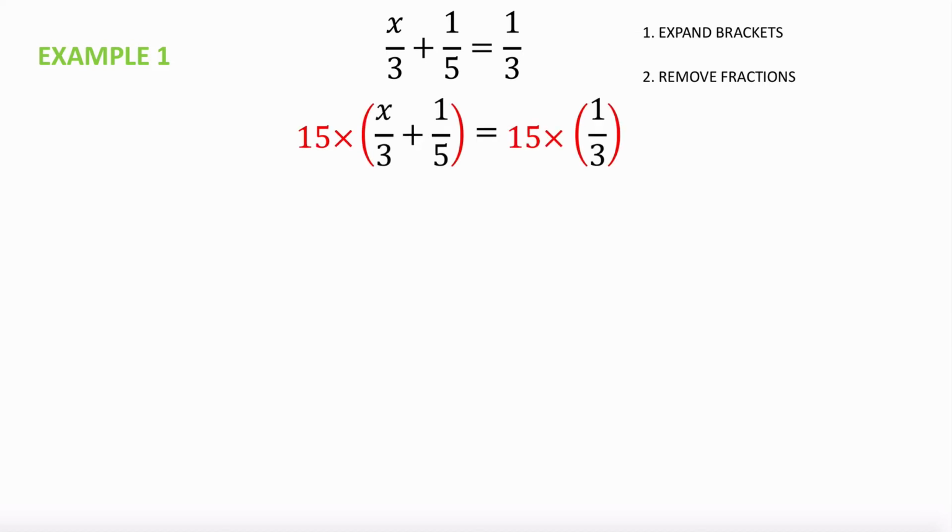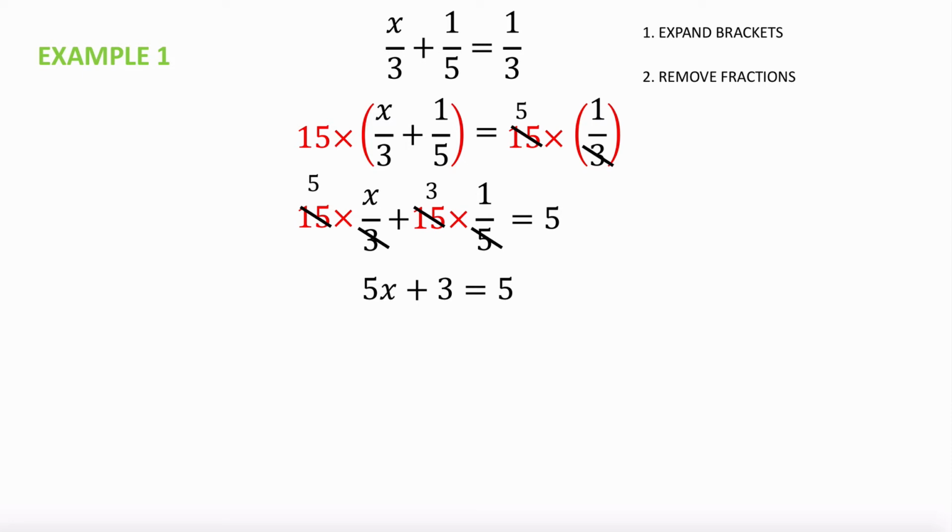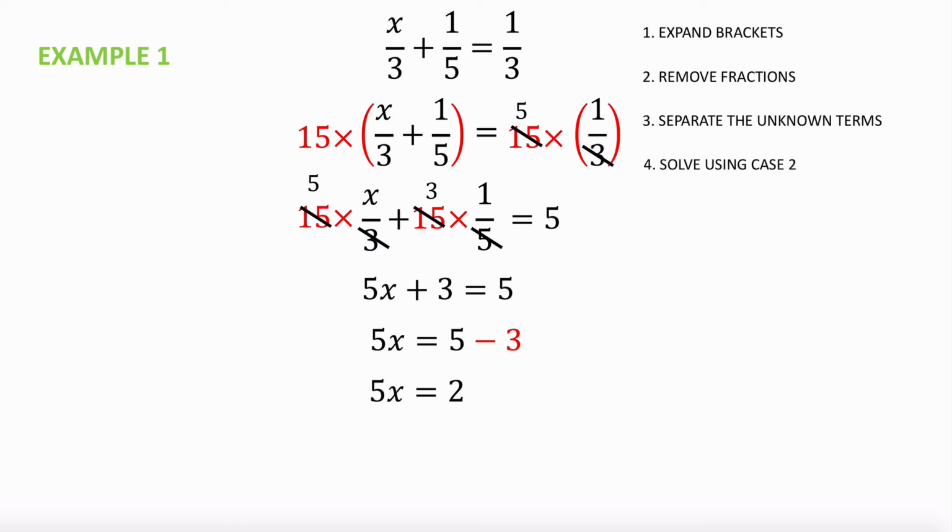When we do this, we see that the 3 can go into 15 5 times, and then we can expand the left-hand side to get 15 times x over 3 plus 15 times 1/5, which is equal to 5. We simplify, and we get 5x plus 3 is equal to 5. Now, the third step, we separate the unknown terms from the others, so I can move the positive 3 over to the right-hand side to become minus 3, and so that is equal to 2. Now, step 4, we solve using case 2, so I divide both sides by 5, and I get x is equal to 2/5.